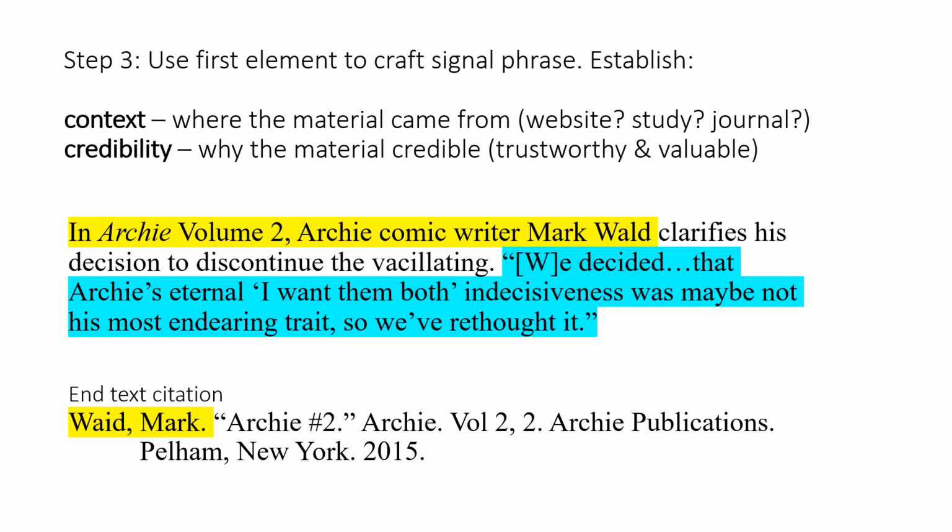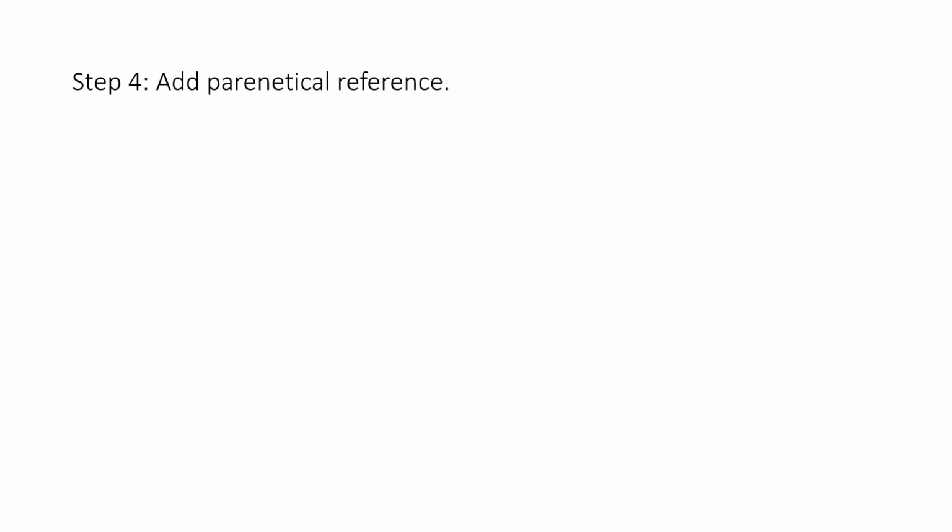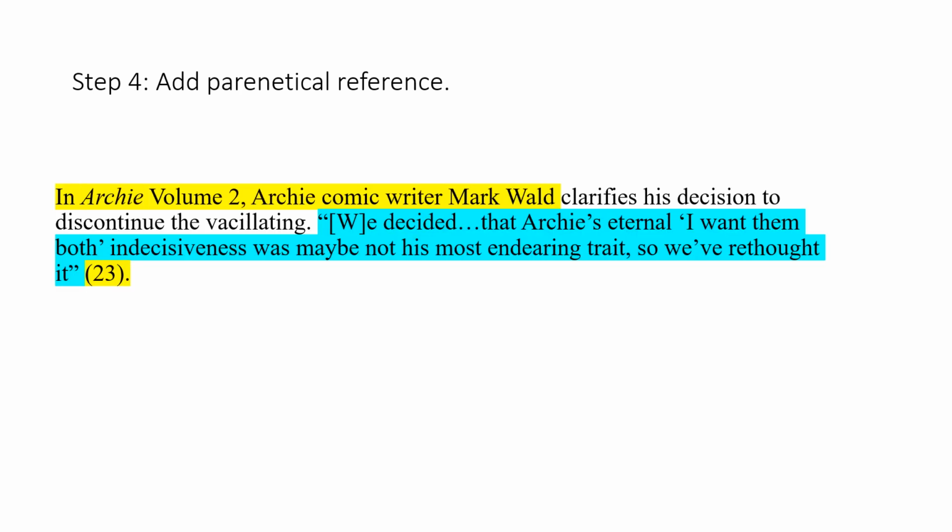You'll see that one of the easiest and quickest ways to make your signal phrase is to grab that first bit of information in the end text citation and use it in the signal phrase. So that's what the author's done here. Then the last step is to make the parenthetical reference. So the parenthetical reference is the page or paragraph number that corresponds with where that piece of borrowed material came from.